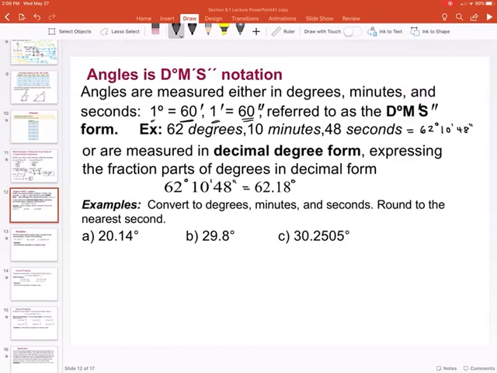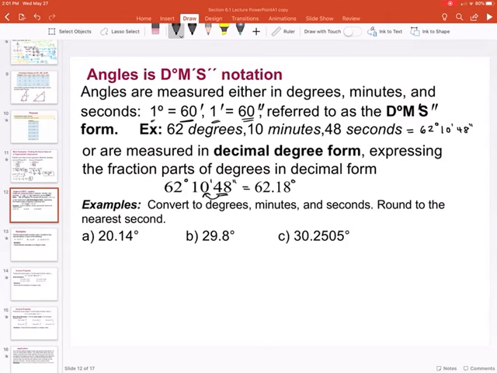So let's take a look at an example. Let's go ahead and look at this first one. We have 62 degrees, 10 minutes, 48 seconds. It says it's equal to 62.18 degrees. So where did that come from? How do we convert that by hand? Well, we would start off with the 48 seconds. Let's convert that to minutes.